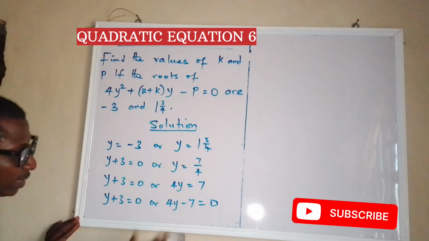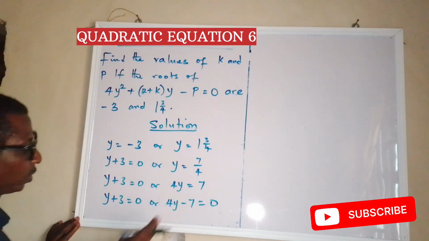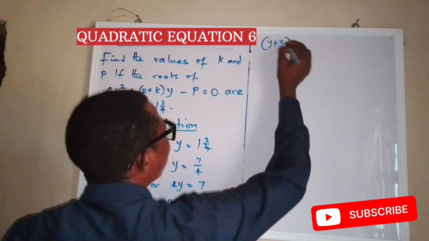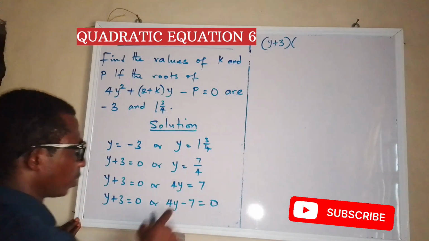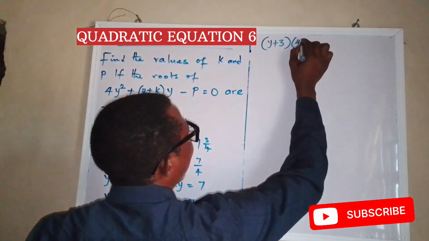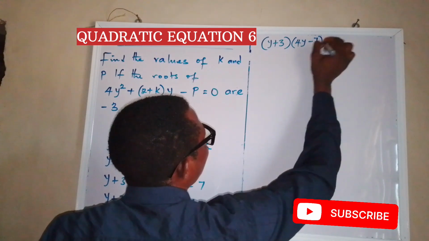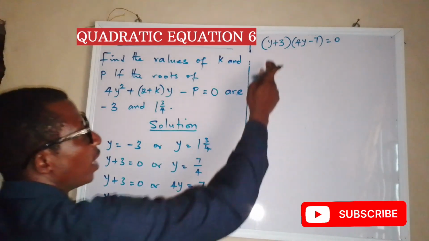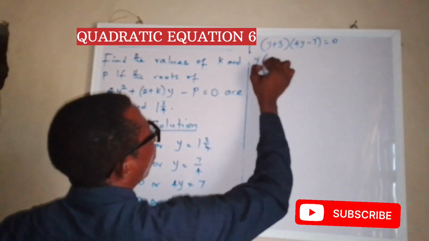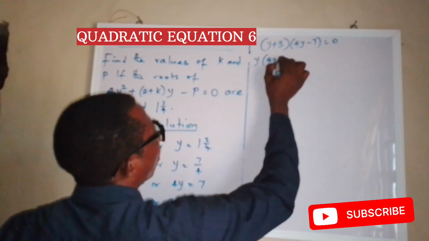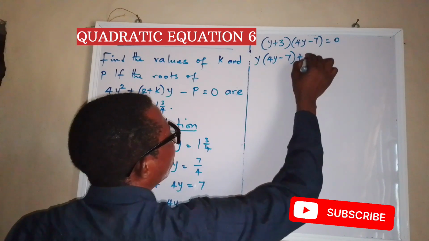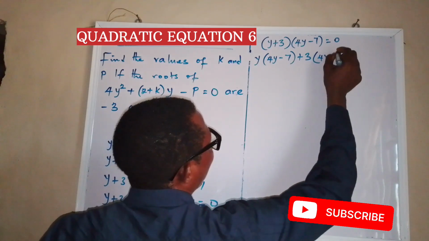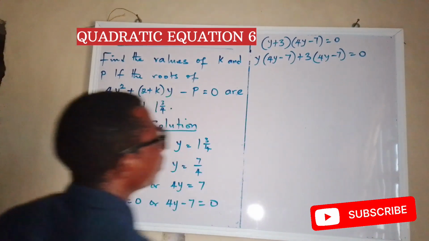Okay, so now the next thing is to bring this and this together. So we have y plus 3 times 4y minus 7 equals 0. Alright, so the next thing now is to expand. We have y open bracket 4y minus 7, plus 3, you take the second one, you put it beside this, you have 4y minus 7 equals 0.